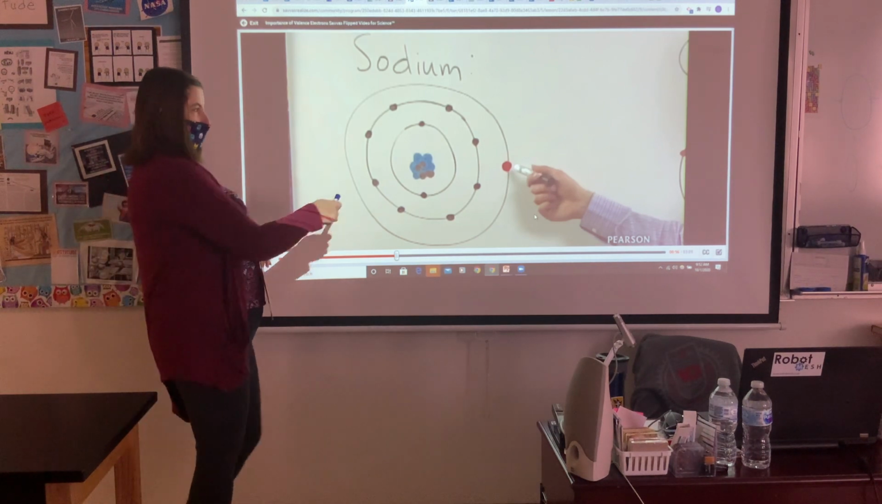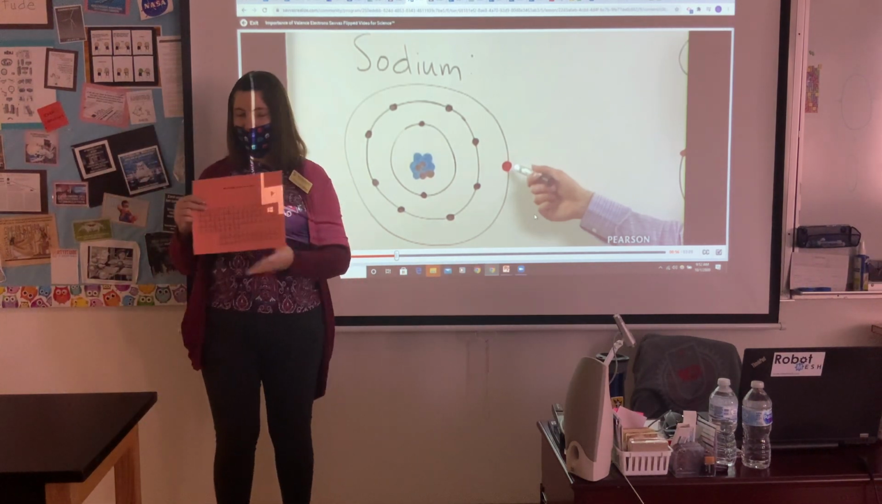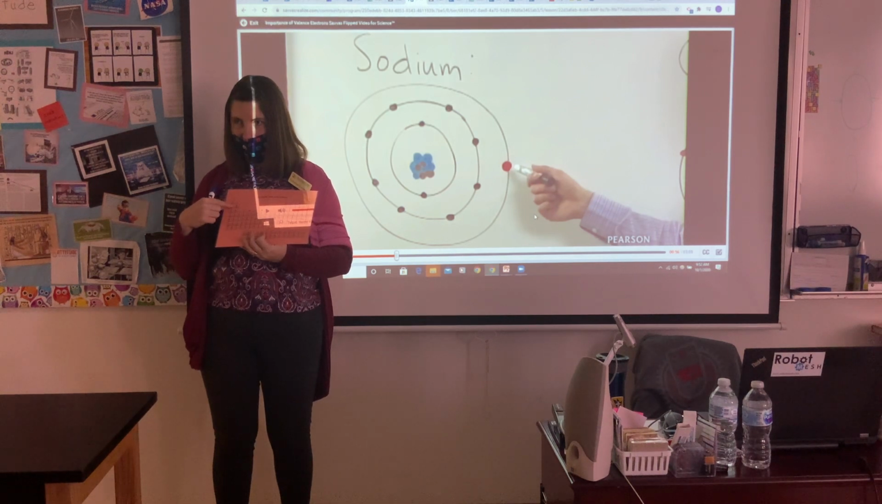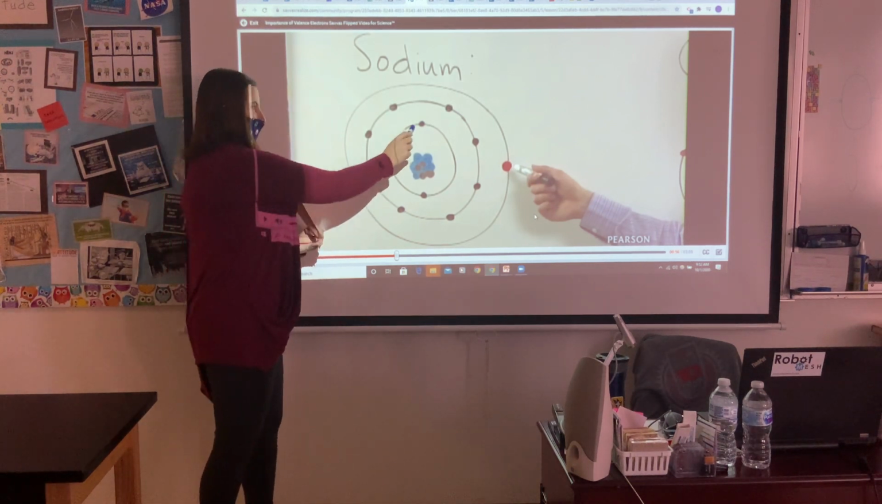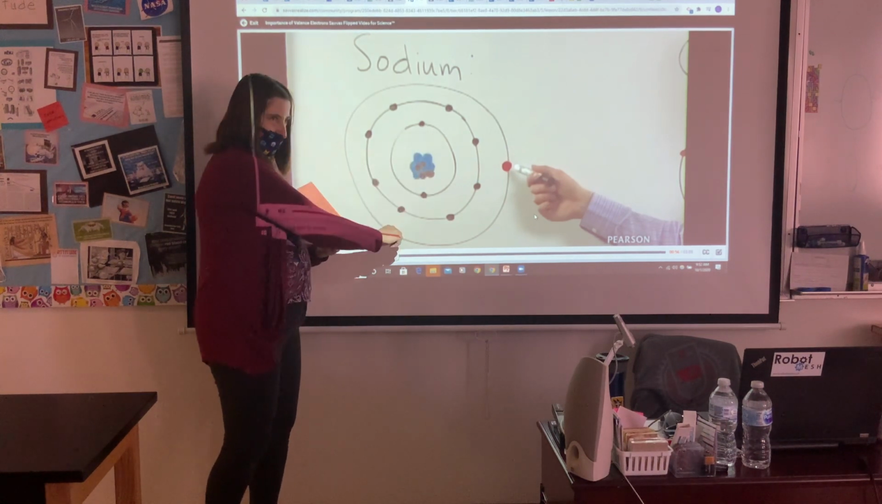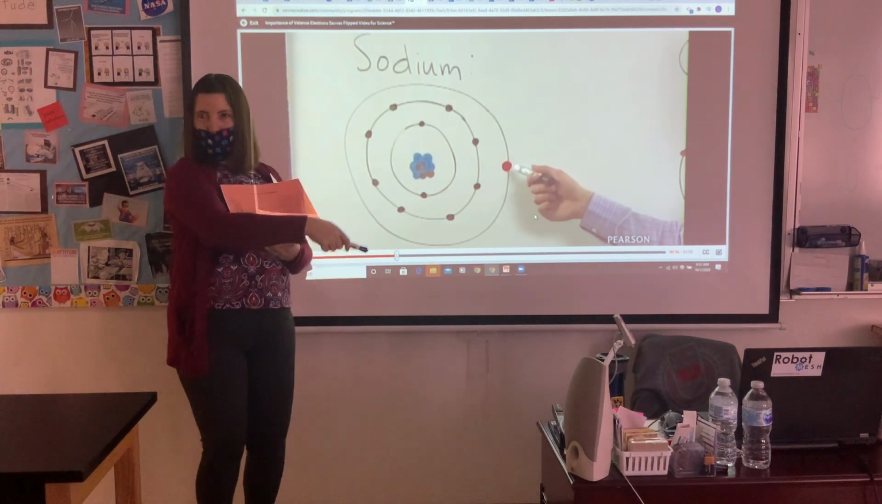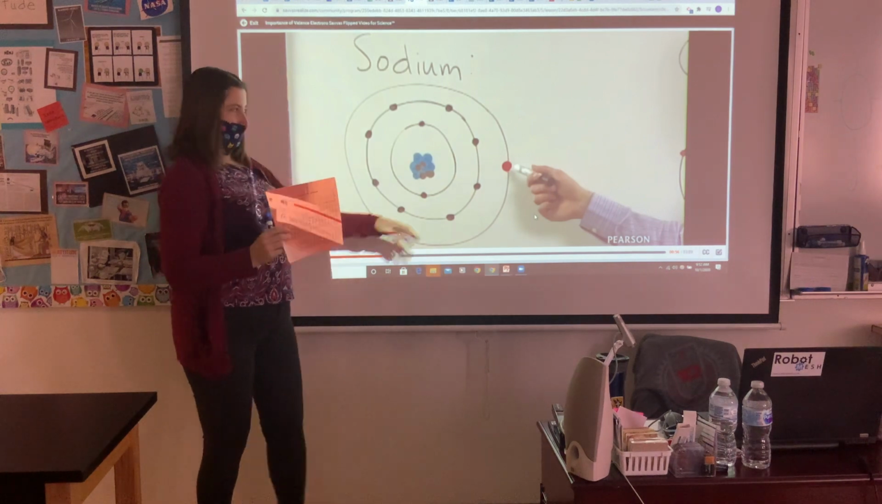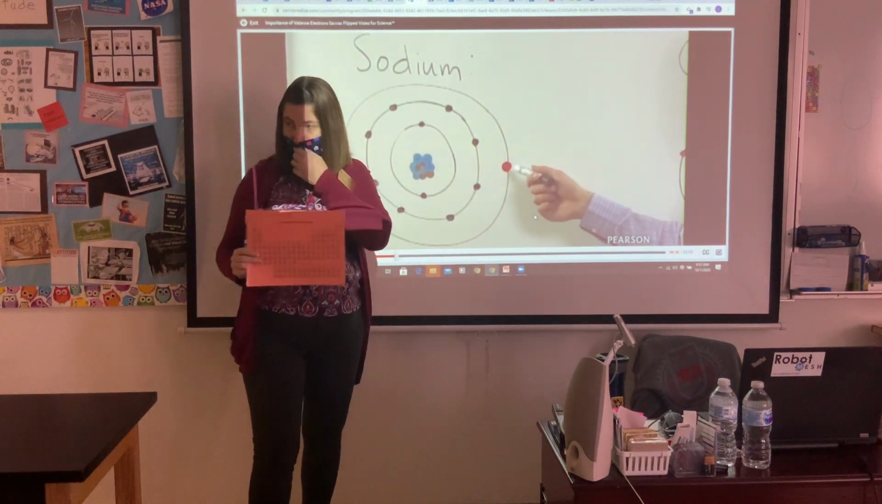So I can do a Bohr model where I can go, okay, how many electrons do I have? And start placing them 2 on the first one, up to 8 on the next one, and then move on to the next one in order to figure out how many valence electrons I have. So it's like a math problem.